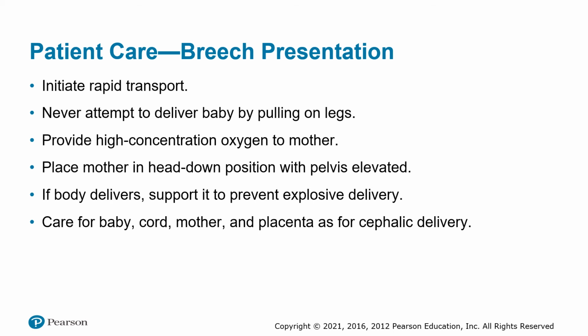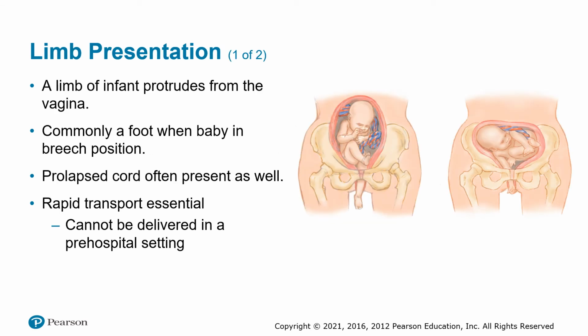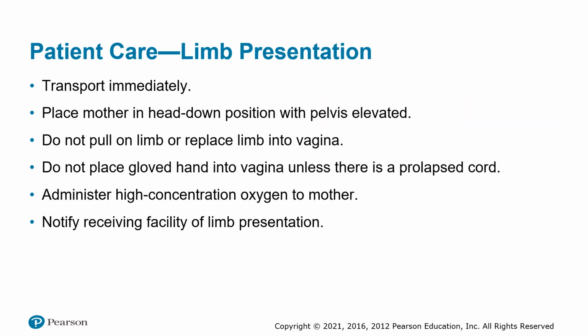as a normal delivery. Okay, limb presentation. So a limb of an infant protrudes from the vagina. This is not an option that can be delivered in the field. So we need to do rapid transport, because if we don't, mom and baby are going to go into distress. Head down, pelvis elevated. Do not pull on the limb or replace the limb into the vagina.